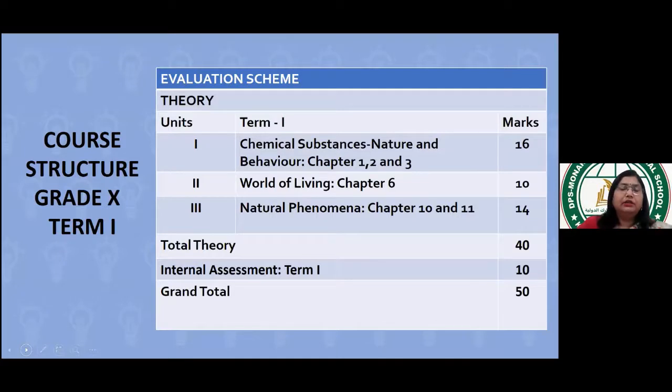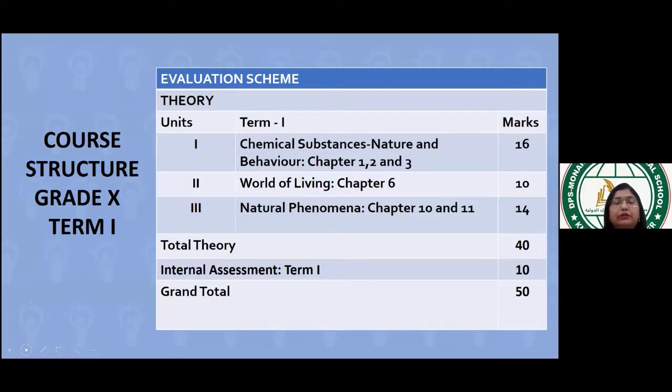In term 1, there will be 3 units. Unit 1 is chemical substances, nature and behavior, which includes chapter numbers 1, 2 and 3, and carries 16 marks. Second unit, world of living, includes chapter number 6, which carries 10 marks. Unit 3, natural phenomena, chapters 10 and 11, carries 14 marks.